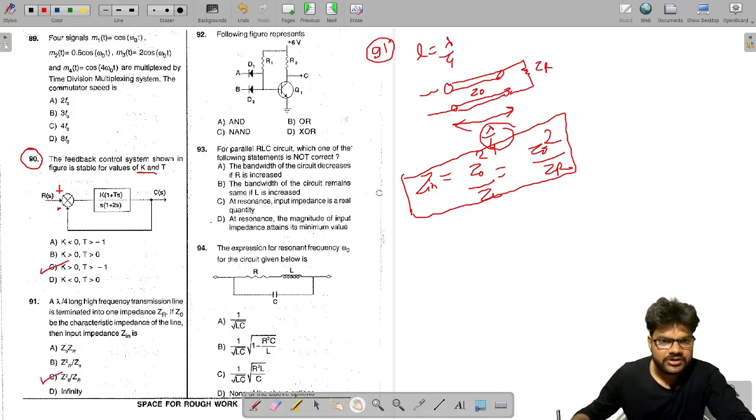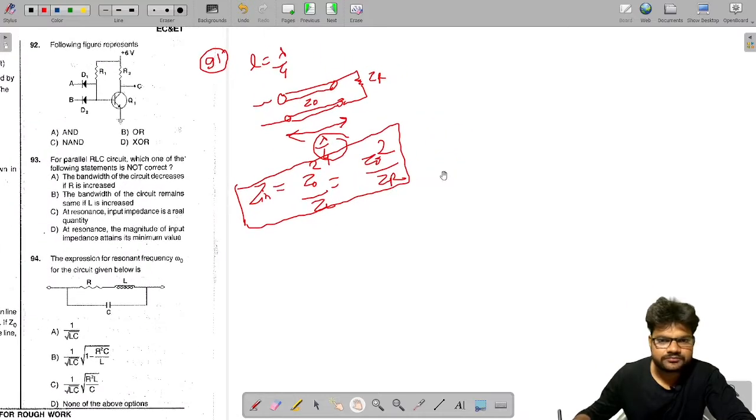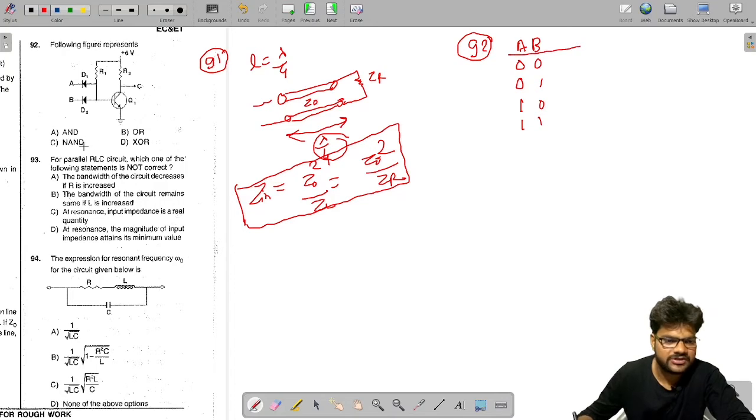Now let's go to the next question, question number 92. The question asks what the following figure represents. So we have to find out what this circuit represents. A and B are given, so let us call A, B our input. We will have 4 combinations: 0 0, 0 1, 1 0, 1 1. We have to find out which gate this circuit represents, AND, NAND or XOR. To find it out, we have to find output C.